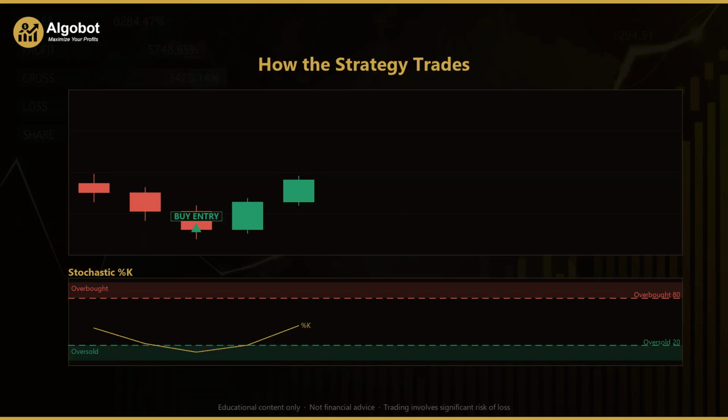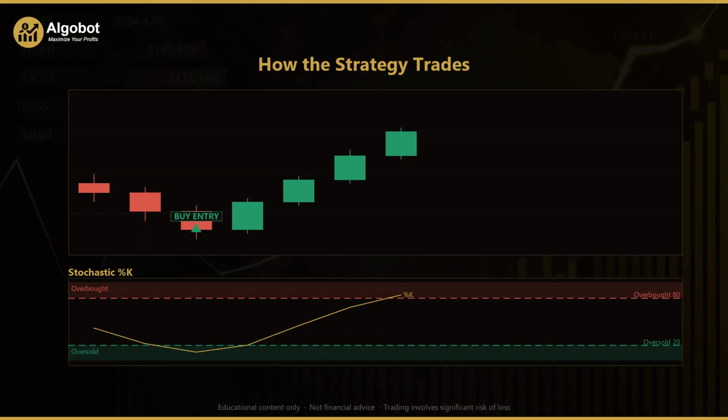It waits for proof that the pullback is finishing. That proof arrives as the oscillator turns and crosses back up through the 20 line. With the trend still pointing up and price holding above its moving average filter, the long entry condition is met, and you can see the buy entry marker appear near the low. At this instant, the expert advisor measures the ATR and sets its protective stop below the recent swing low, roughly 1.5 ATR away, with the take profit target placed 2.5 ATR above. That's a reward of about 1 2/3 times the risk.